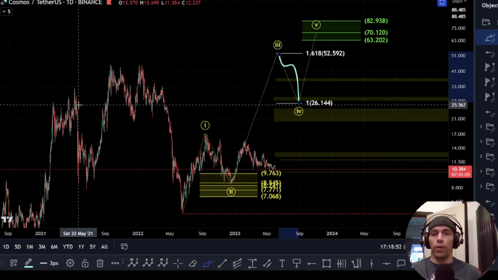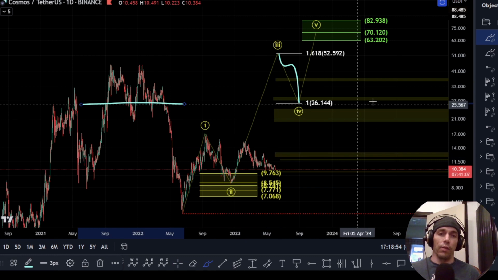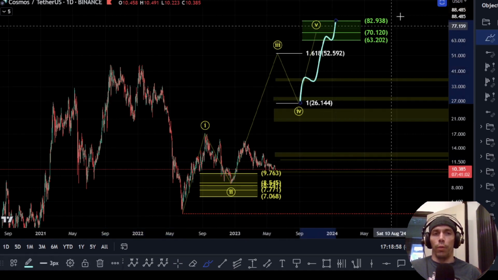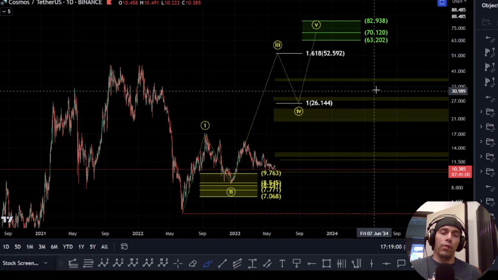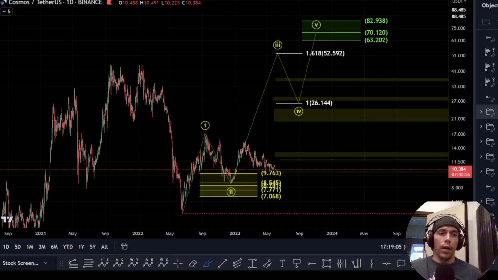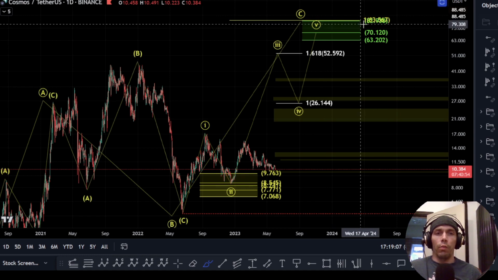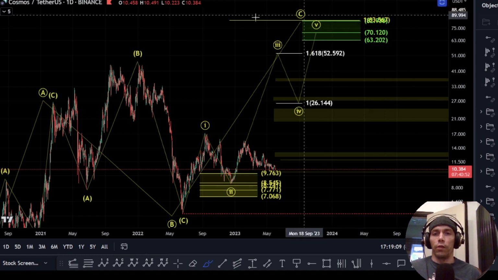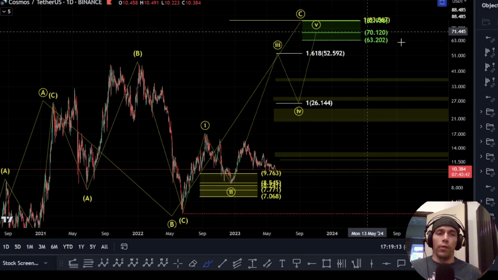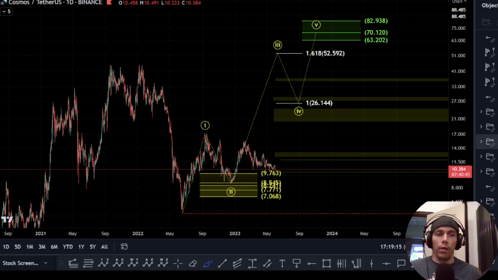Now this would make a lot of sense because it would be coming back and testing this area, and then we would see a break to the upside for this fifth wave, which could look to push us up towards this 82.93 to this 63.20. Now if I overlay the other count, we can see that that 1-to-1 is here at this 83.56, so that would be towards the top end of this box.